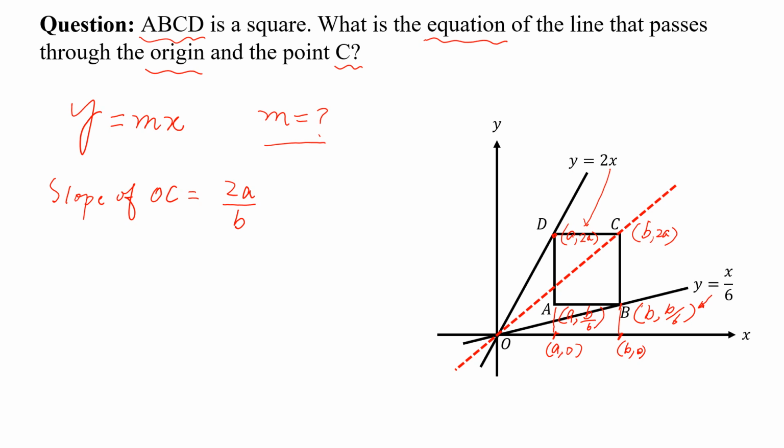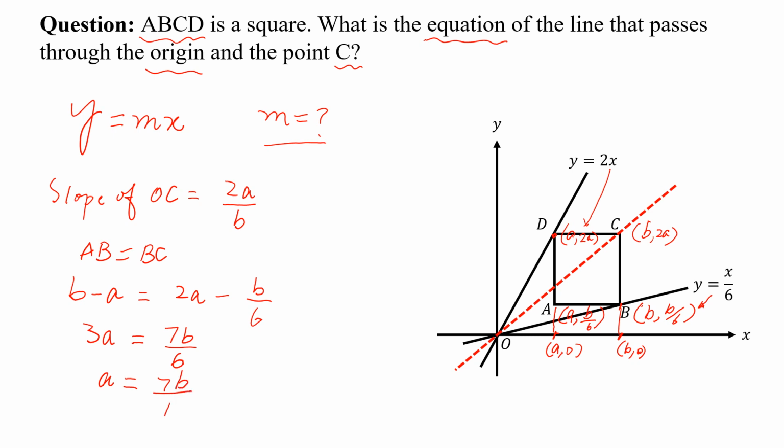Now AB is equal to BC because ABCD is a square, so we can write B minus A equals 2A minus B by 6. We can simplify this and this will be equal to 3A = 7B divided by 6. And from here we can write A = 7B divided by 18.